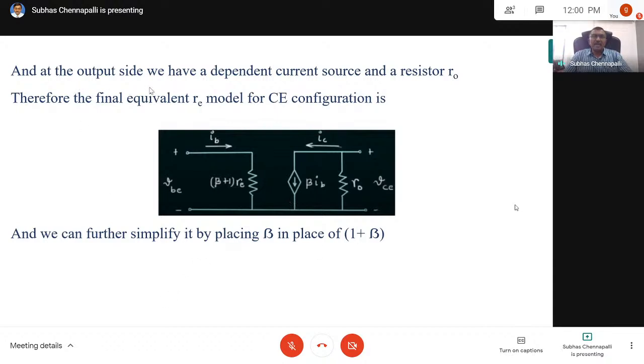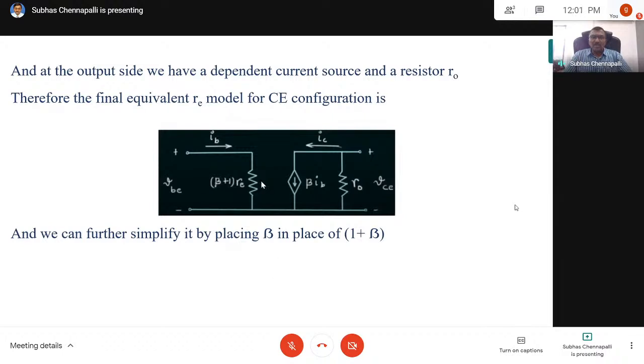And at the output side, we have a dependent current source and a resistor R. Therefore, the final equivalent RE model for the common emitter configuration is like this. R naught you can always open it. For detailed analysis, you can keep it.